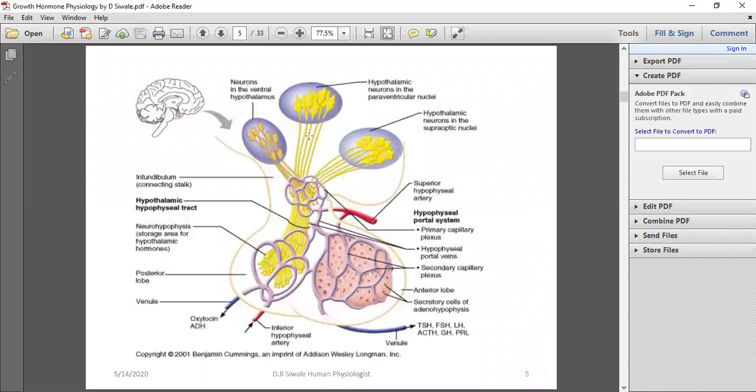Okay, this diagram just shows the anterior pituitary gland. Are you able to see it? Yes, we can see it. Yes, sir. Yes, that's the anterior pituitary gland.